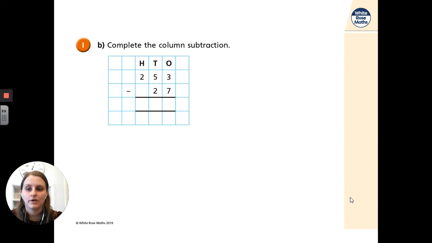Next part of question 1. Now you've got a column subtraction. If you haven't had a go at setting it out like that, have a go at setting it out like that now.